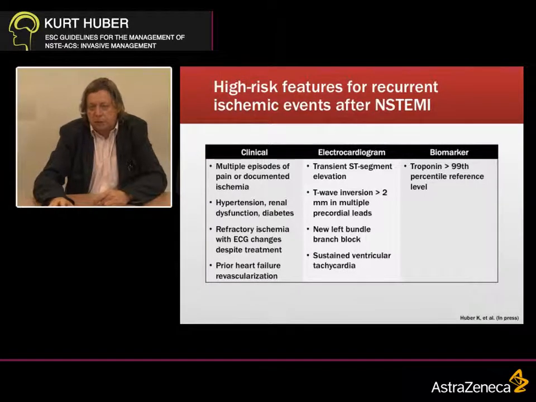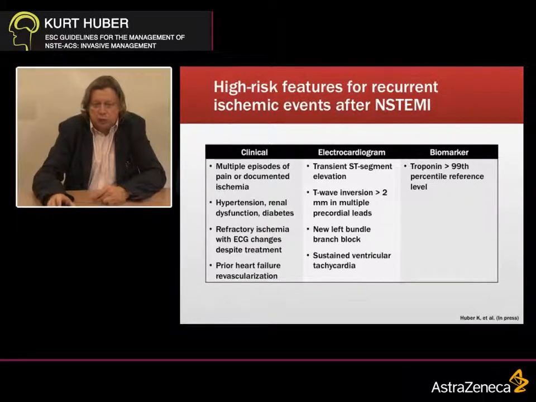To treat patients with non-ST elevation MI, it is important to define the high-risk features for recurrent ischemic events. We have 3 options to do that. First, the clinical evaluation of the patient: a patient with multiple episodes of pain or documented ischemia, a patient with hypertension, renal dysfunction, or diabetes, a patient with refractory ischemia with ECG changes despite treatment, and patients with prior heart failure or revascularization.